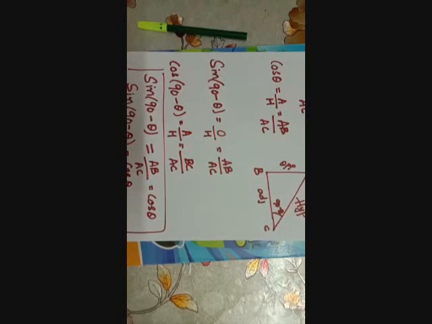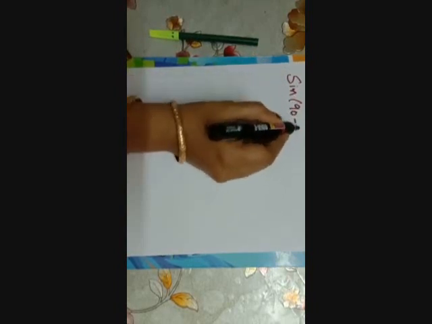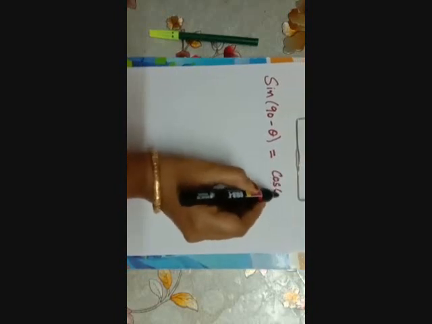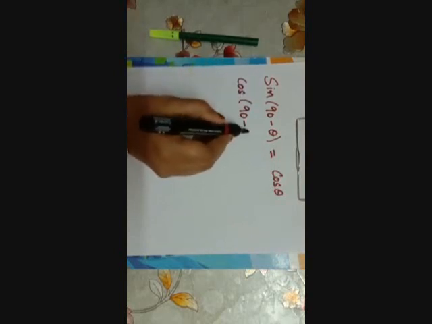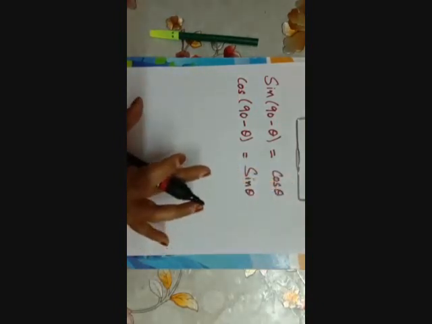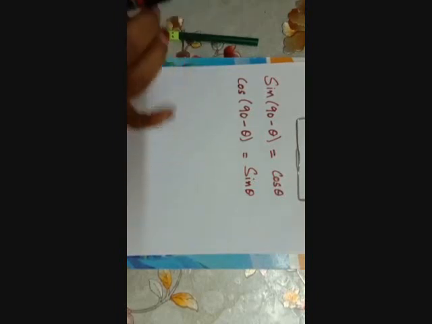What you have to remember are all the formulas. Just now I explained: sine 90 minus theta is equal to cos theta. Cos 90 minus theta is equal to sine theta. You have to just remember these formulas. Repeat them again and again for better memorizing. These are very, very important. In the next exercise, we'll be using these formulas.